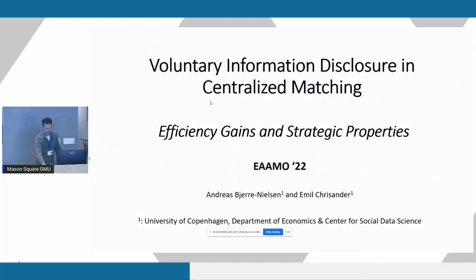All right. This is joint work with Emil. We are investigating the Danish admission system, which is for higher education, which has some interesting facts that I'm going to try to unpack mainly theoretically, but also show you how our theoretical model maps to the actual setting.